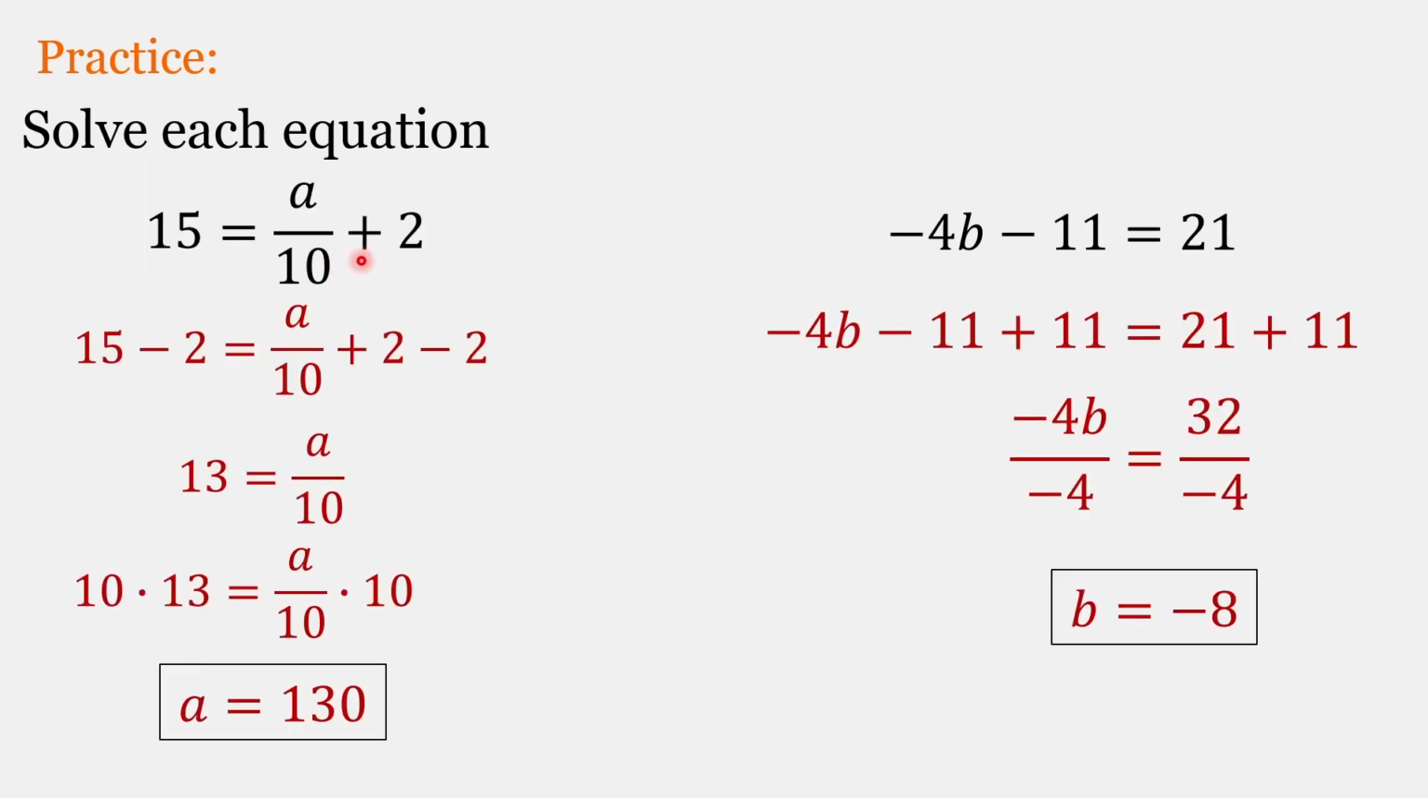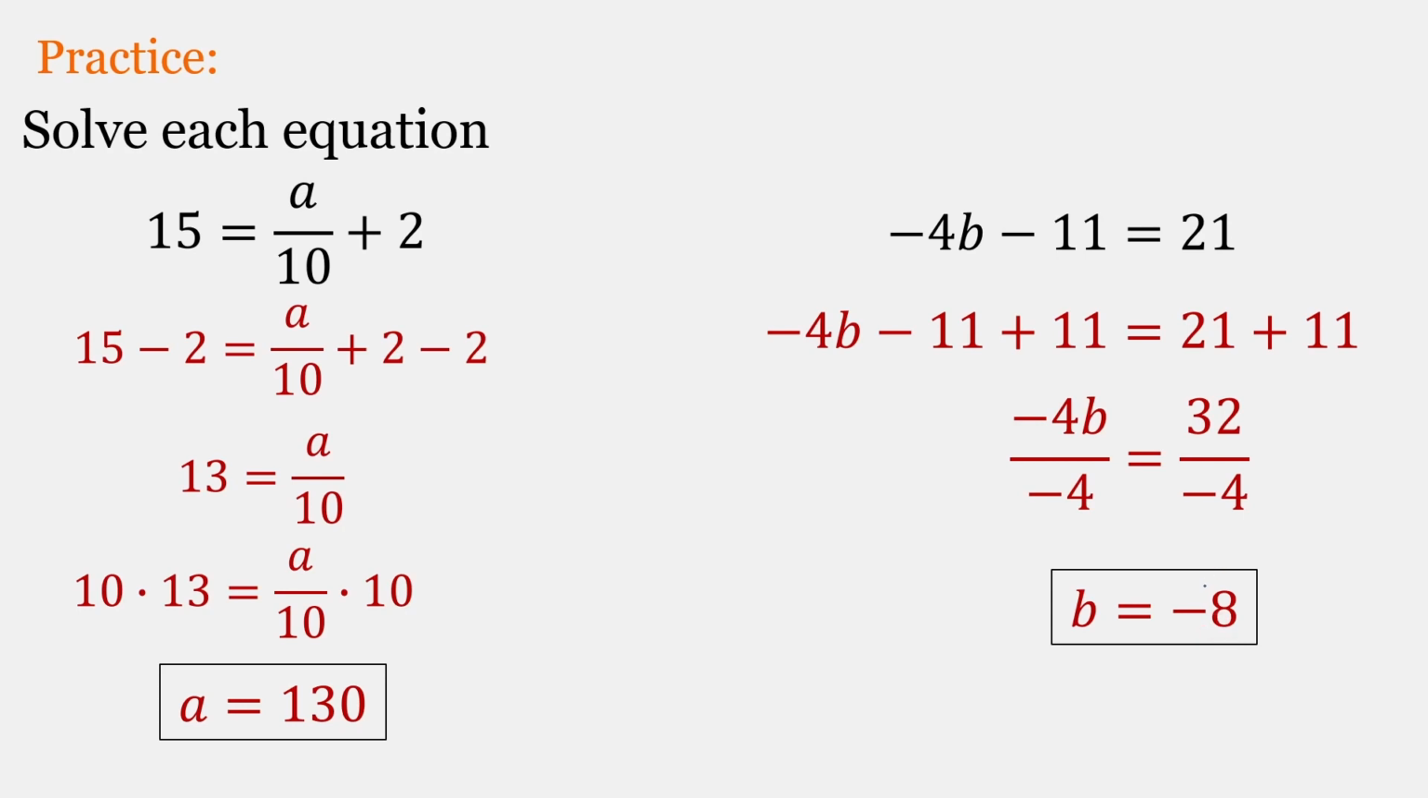For this first problem, we will undo this addition of 2 by subtracting 2 from both sides, leaving 13 equal to 8 over 10. So we're dividing by 10, so we'll multiply both sides by 10, resulting in A equal to 130. For the second problem, 11 is subtracted from B, so we will add 11 to both sides. Gives us negative 4b equal to 32. We'll undo this multiplication of negative 4 by dividing by negative 4, resulting in b equal to negative 8.